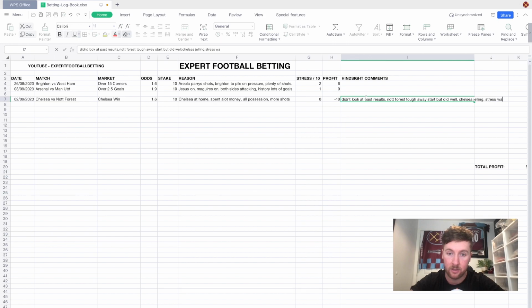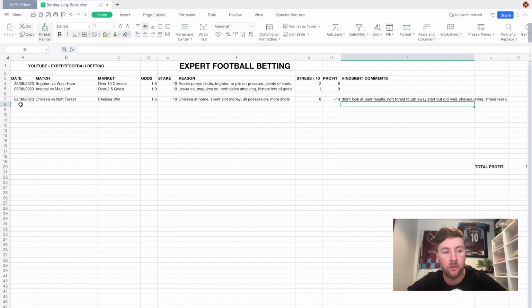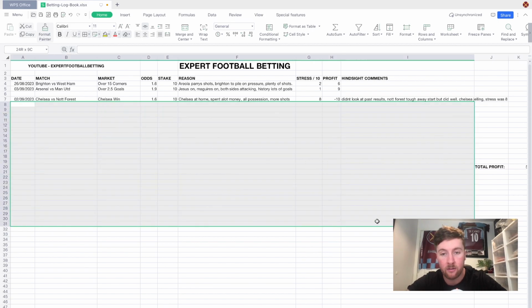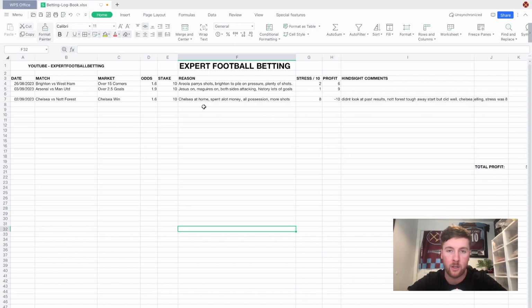And stress was 8. Right. So if you fill out this logbook for every bet you do for a couple of weeks, or even just a week, even a month, entirely up to you, you will start to spot trends with your bets. So is there certain markets you bet on which usually win most of the time? Or is there certain markets which you do terrible on? You can see that all down here.